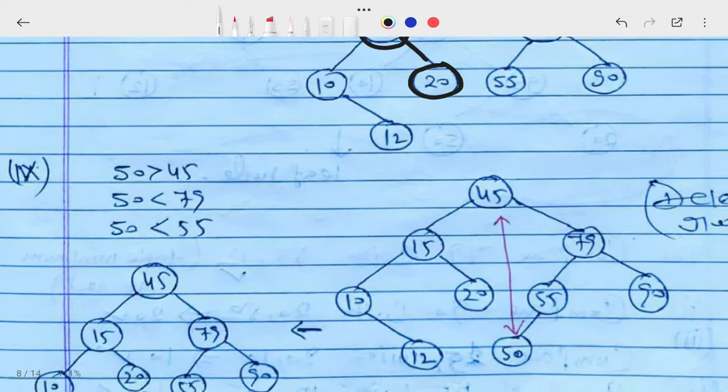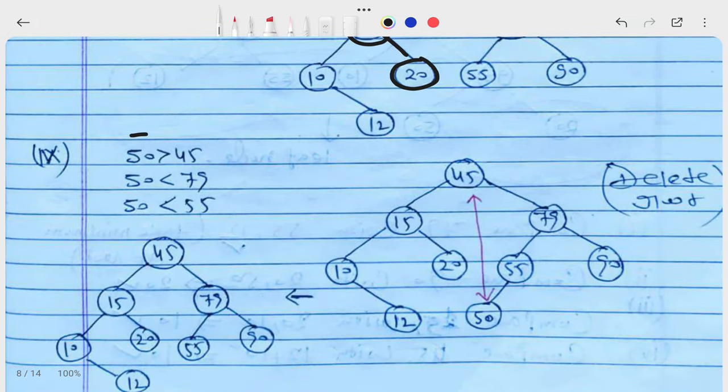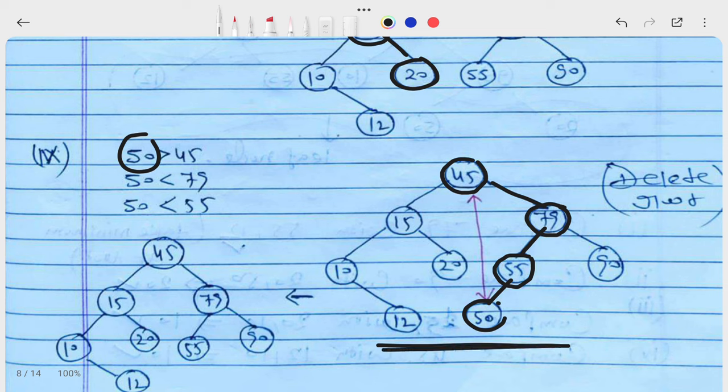Now next data is equal to 50. So 50 will ask to the 45. 50 is greater than 45, means I will go to the right side. 50 is less than 79, means I will go to the left side. 50 is less than 55, means I will go to the left side. Now this is the overall structure of my BST.